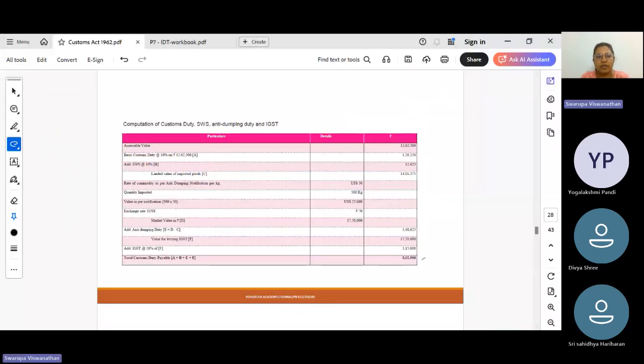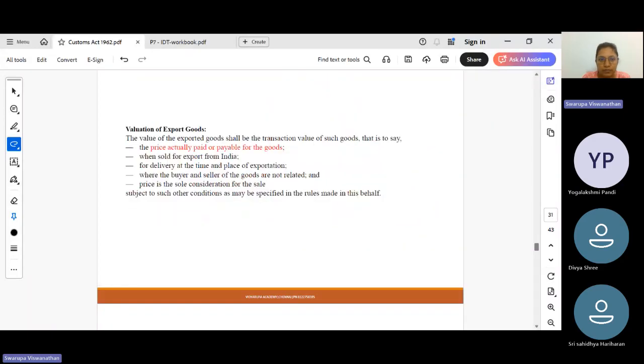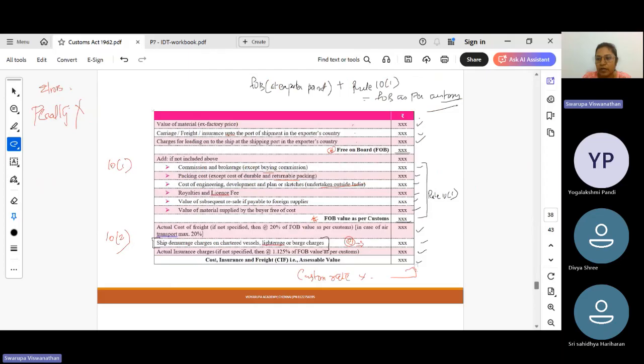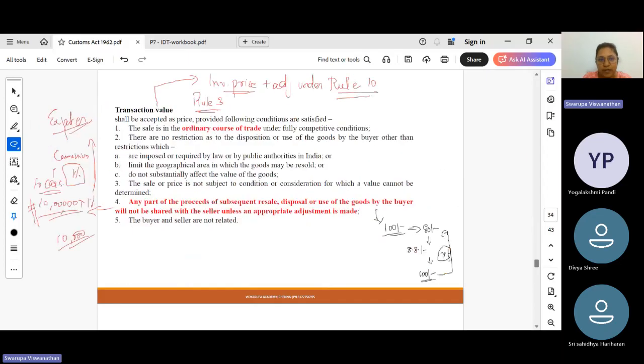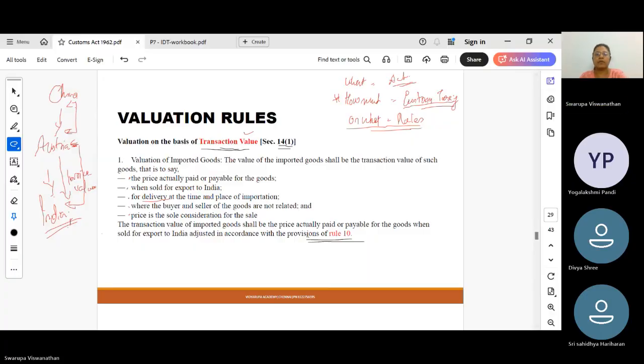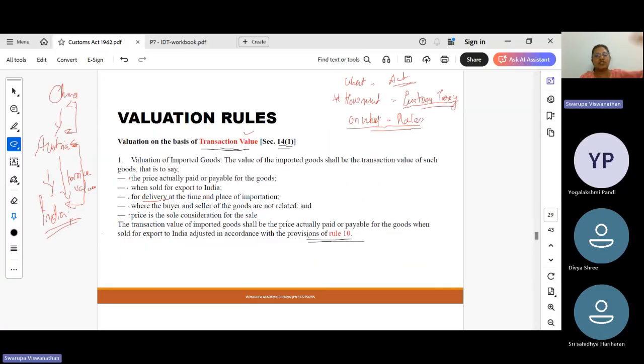Now we'll see the format of calculation. Okay, we'll do one thing. We'll finish this valuation rules also, and then we'll come to the format. The valuation rules are for calculation of assessable value, calculation of the duty, customs duty.